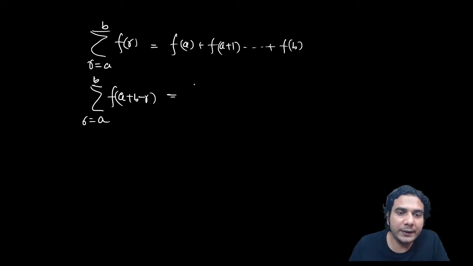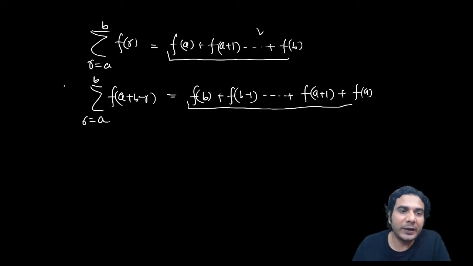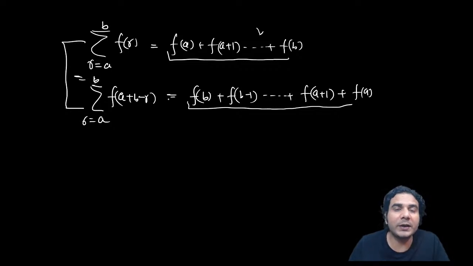If you put r is equal to a in this, you'll get f of b. Then if you put r is equal to a plus 1, you'll get f of b minus 1, which is the second last term of this. And keep putting the values. If you put b minus 1, then you'll get f of a plus 1, and then the last term will be f of a. So you can see these two series are the same, they are just flipped. So if you apply this property, you are just flipping the series. Flipping the series means the summation will remain the same, so the value will not change, and this property is going to be very, very useful.